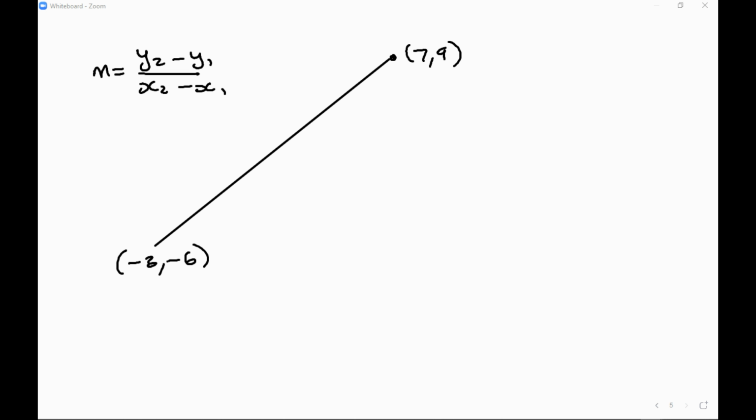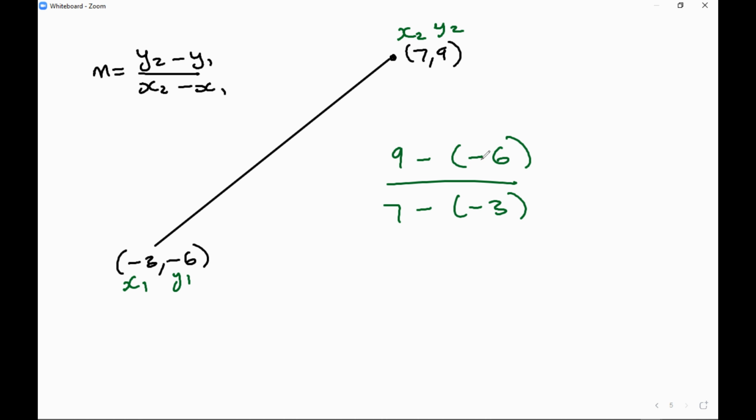All right, let's go through it. So, y2 to y1, 9 minus minus 6. x2, x1, 7 minus minus 3. 9 minus minus 6 is plus, so it's 15. 7 minus minus 3 is plus. So it's 10. That comes to 15 over 10 or 1.5. Or you could simplify it by dividing by 5.